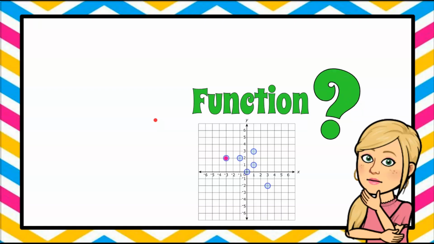You can determine a function using the vertical line test when any vertical line passing left to right on a graph can only pass through one point at a time.